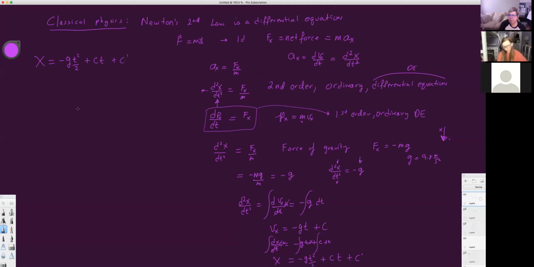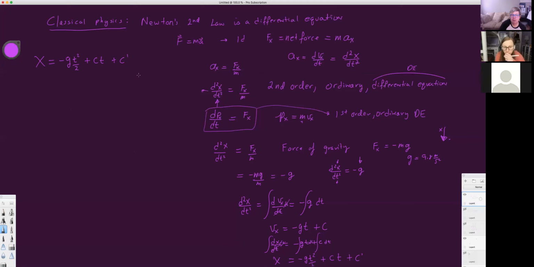I hope this is looking familiar. Okay, and let's think about these c's. Well, this differential equation is really not done. And if I didn't have any initial conditions for this, I wouldn't be able to do anything with this.